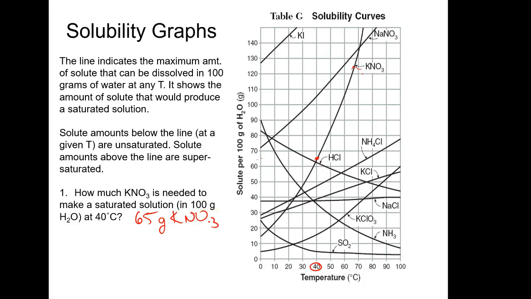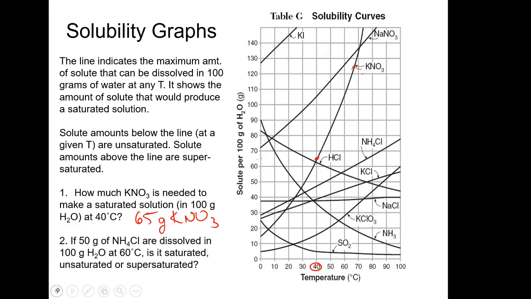Now there's going to be a little bit of leeway here. You don't have to get exactly 65. If you said 67 or 63, you'd probably be okay. Now if you start saying 69 or 61, probably that's a little bit too far away from where this is positioned at 40 degrees. Okay, so for the next one, you have 50 grams of NH4Cl.